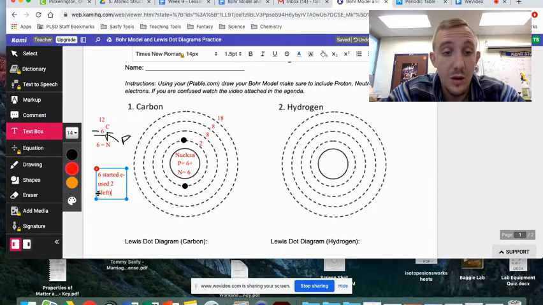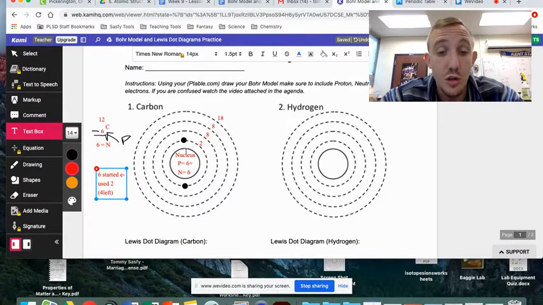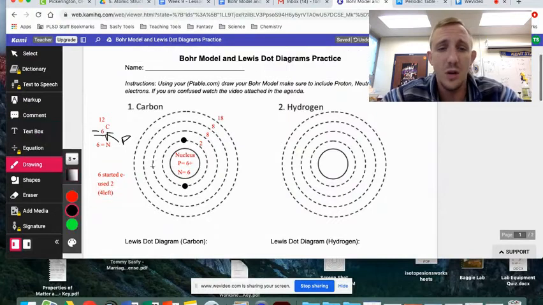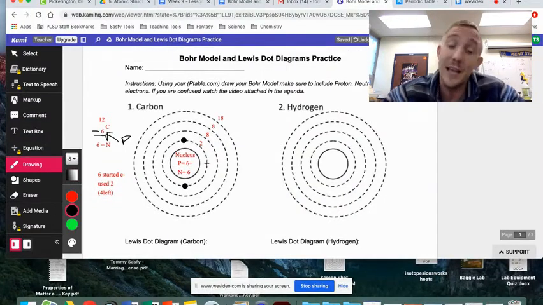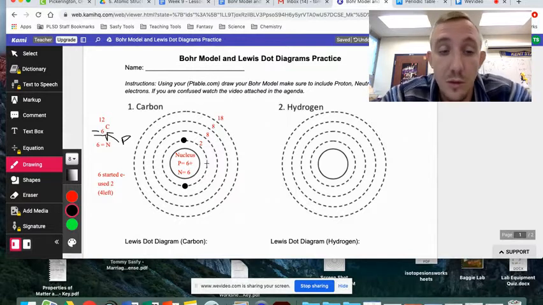Okay, so I have 4 electrons left, and the reason being is I've shown 2 here. Now, some of you are probably going to be asking, Mr. Sasfi, can I draw the electrons left and right? That's fine. I always start at the top and go to the bottom on that first shell.